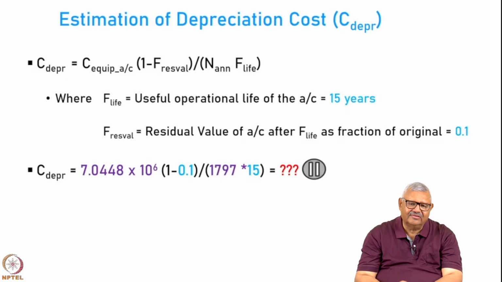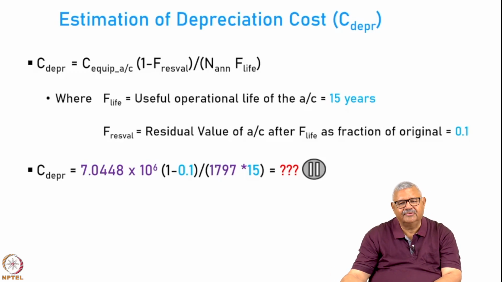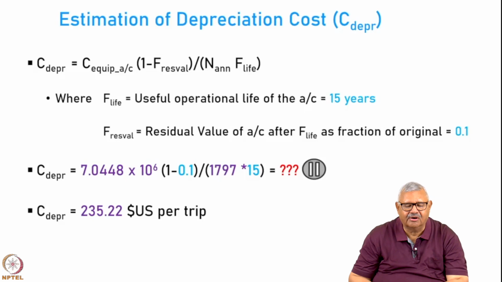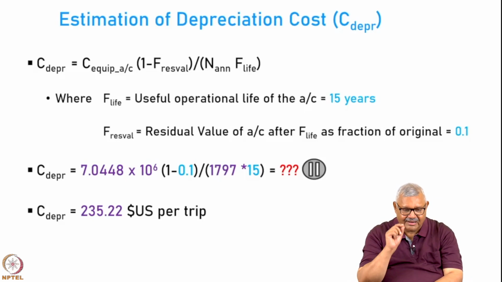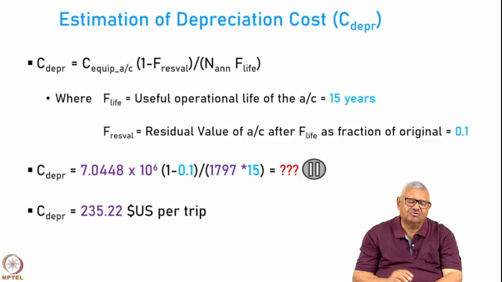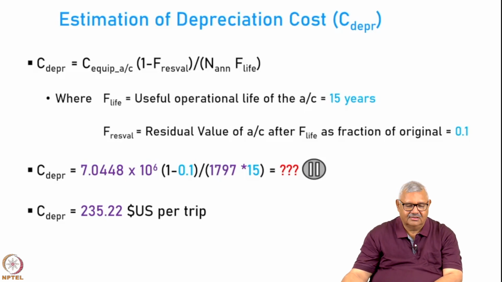So, the aircraft flies 1797 trips in a year for 15 years, and at the end of 15 years it has got only residual value of 0.1. So, 0.9 of the aircraft is consumed. So, you multiply with the cost, you will get the depreciation cost. This cost is turning out to be $235.22 US per trip. So, per trip the aircraft depreciates by so much amount. In every trip of the aircraft, the aircraft value is reduced by this amount in every flight.